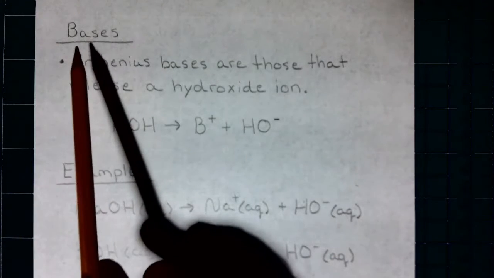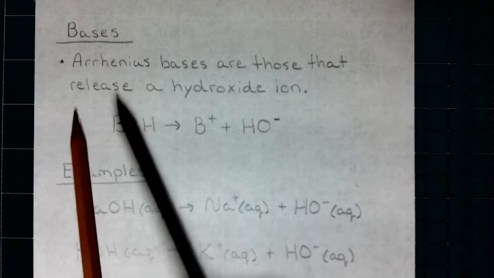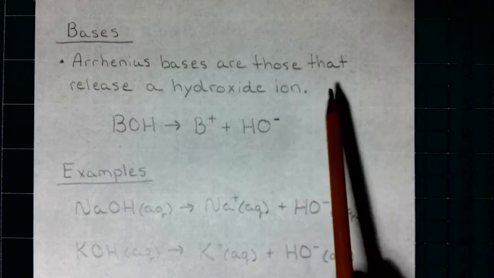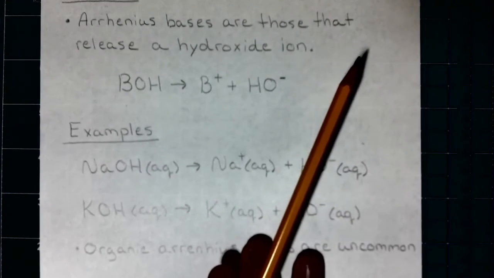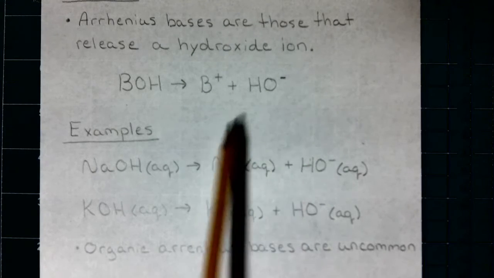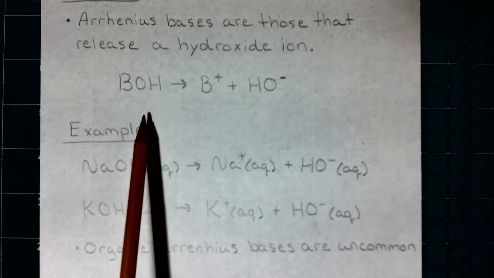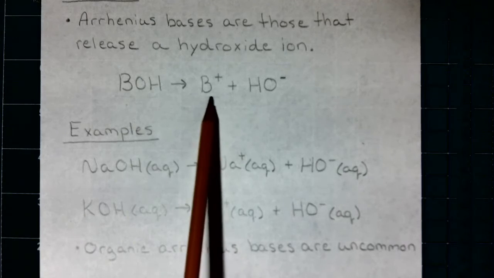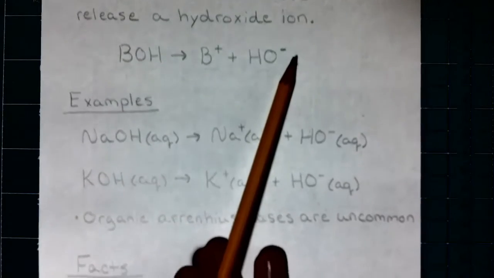Okay, now let's introduce bases. And bases have a lot of the same sort of things as acids here. So an Arrhenius base is one that can release a hydroxide ion. And that's this guy right here. It's a hydrogen bound to an oxygen with a negative charge on it. If I have some generic base here where B could be pretty much anything, it's going to have an OH on it. It's going to produce a cation and an HO minus.